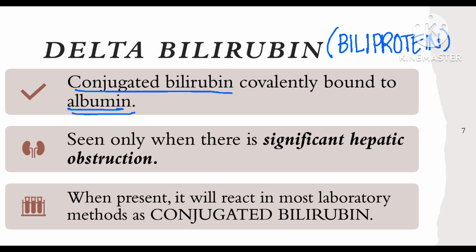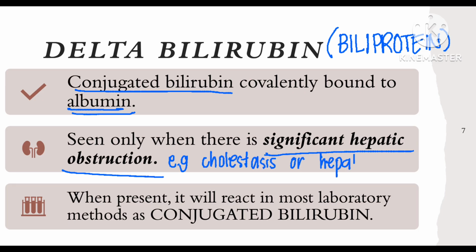Normally, class, we know that conjugated bilirubin or the direct bilirubin is water soluble and it is excreted into the bile. However, when bile flow is obstructed, examples would be if there is cholestasis or if the patient has hepatitis, this conjugated bilirubin leaks back into the bloodstream. And once in the blood, some of this conjugated bilirubin forms a stable, irreversible covalent bond with albumin. This complex is then called the delta bilirubin.